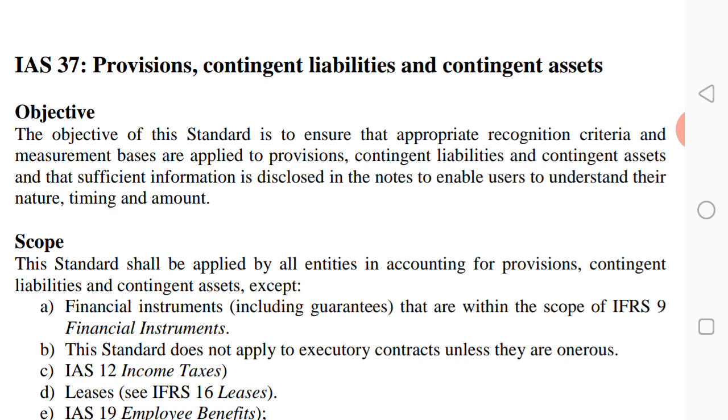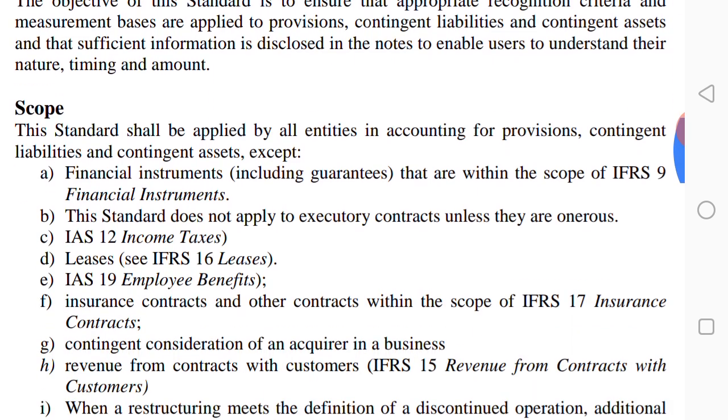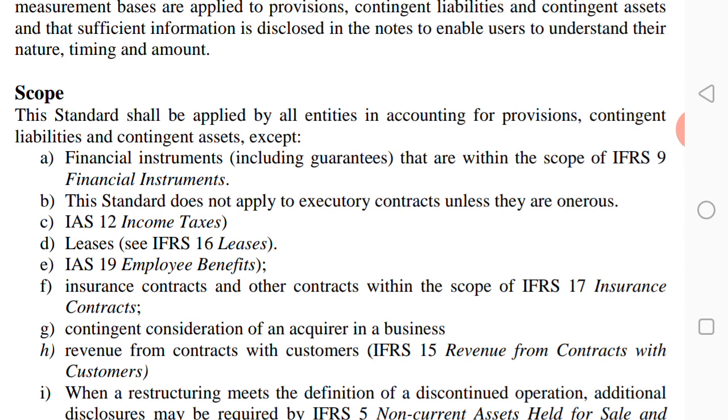And that sufficient information is disclosed in the notes to enable users to understand their nature, timing, and amounts. So when it comes to disclosure, we're talking about a contingent item. It can be a liability, it can be an asset. Now, other standards also talk about provisions, so this standard does not apply to provisions under the following standards.